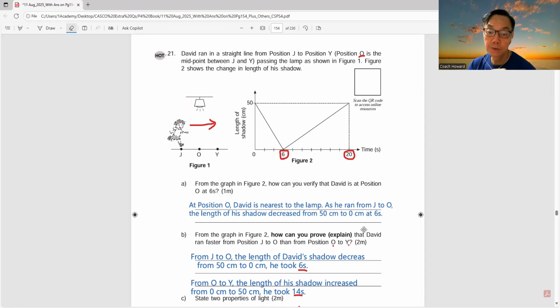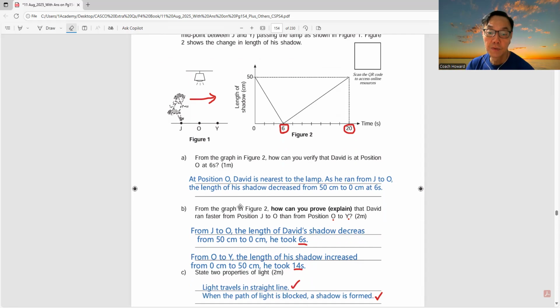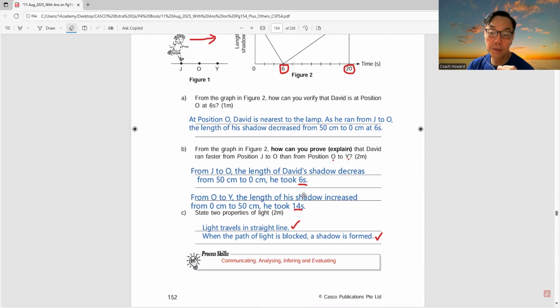Let's move on to part 2 or part B. From the graph in figure 2, how can you explain that David ran faster from position J to O than from position O to Y? Similarly, we can see from the graph, it took David only 6 seconds to travel the distance from J to O, and O to Y is also the same distance, but he took 20 minus 6, which is 14 seconds. So in terms of explanation, this is how you mention.